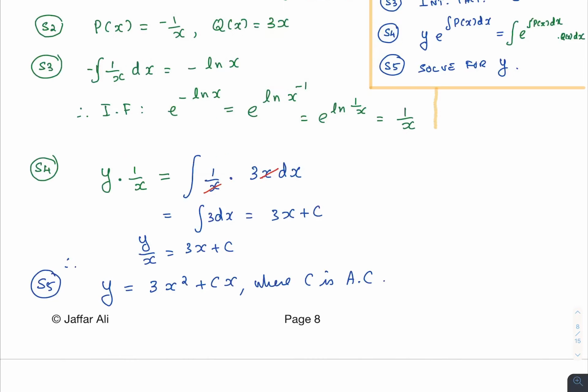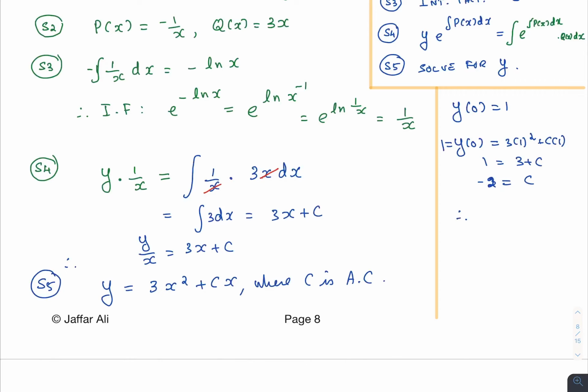So for example, suppose I say my y of 0 is equal to 1, right? Then we should be able to figure out the c. How do I do that? I'm going to plug in the initial condition into my y. We know that y is equal to 1 from the initial condition, which is equal to 3 times 1 squared plus c times 1. What I have here is 3 plus c is equal to 1. So this tells me c is equal to minus 2.